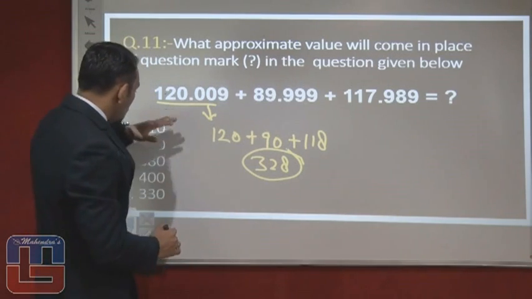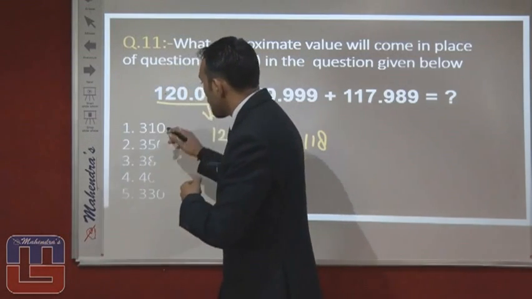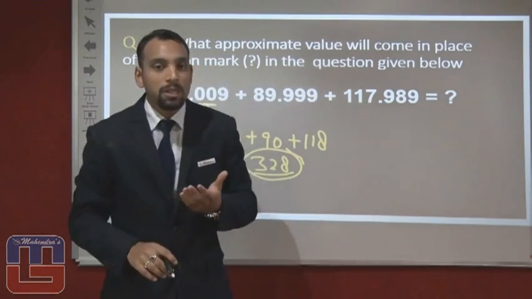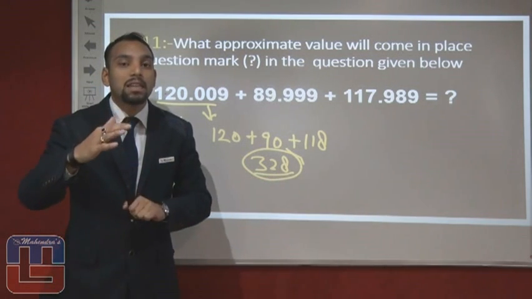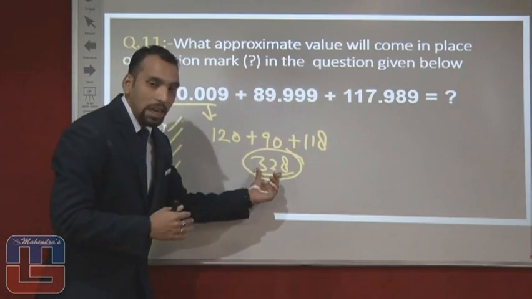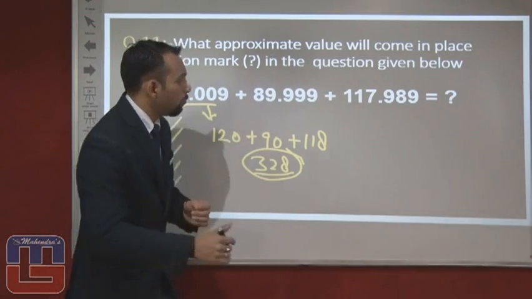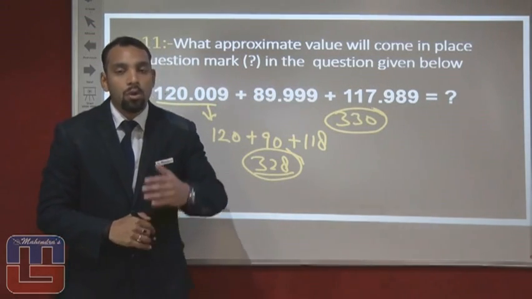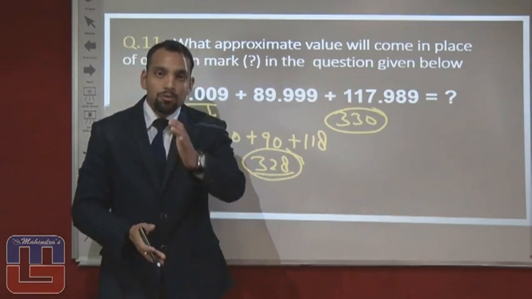Now see the option. Now see 328, if you see with the option, you will get the first one is 310, the second one is 350, 380, 400, 330, which means there is no option which is 328, and we have to take the approximate value, which means the approximate value of 328 will be, we can say, 330. So our answer of this question will be 330. Alright, so what basically you have to do, you have to take the approximate value if you face such type of question in your examination. Now move to our next question.